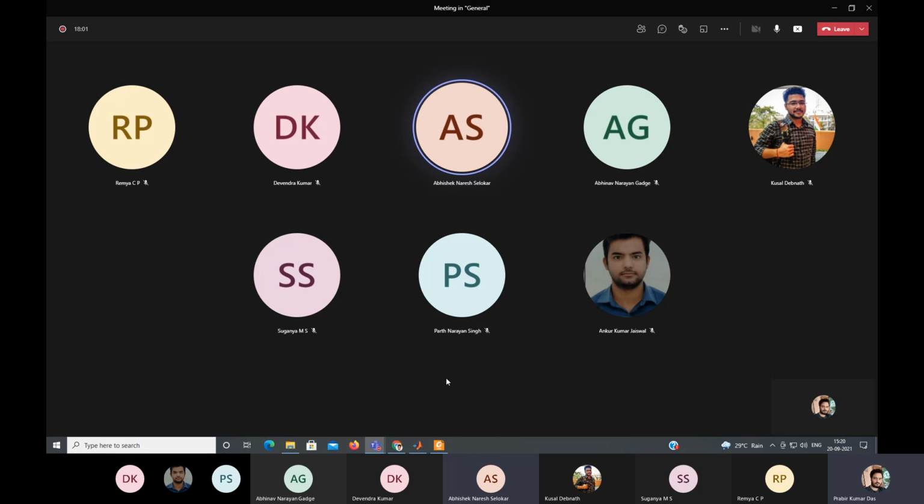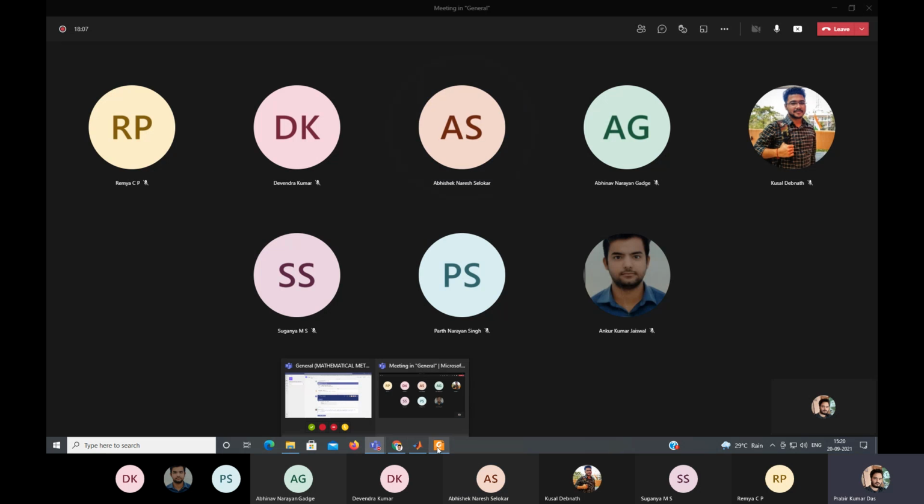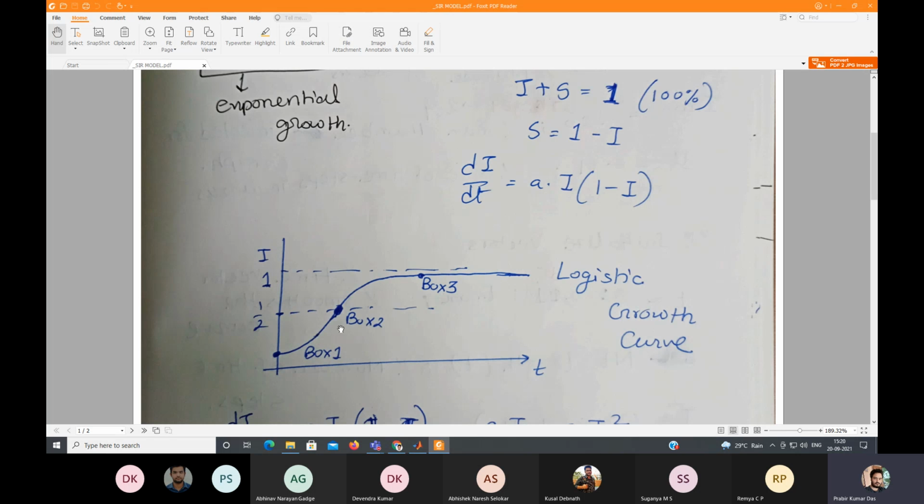Anybody know? The double derivative of that curve must be 0. Yeah, sure. So we have to calculate the double derivative. So what is a point of inflection? Basically, that point in a curve where the curvature of the graph is changing. So here it is exponential, but here it is not exponential. It is a little bit changing.